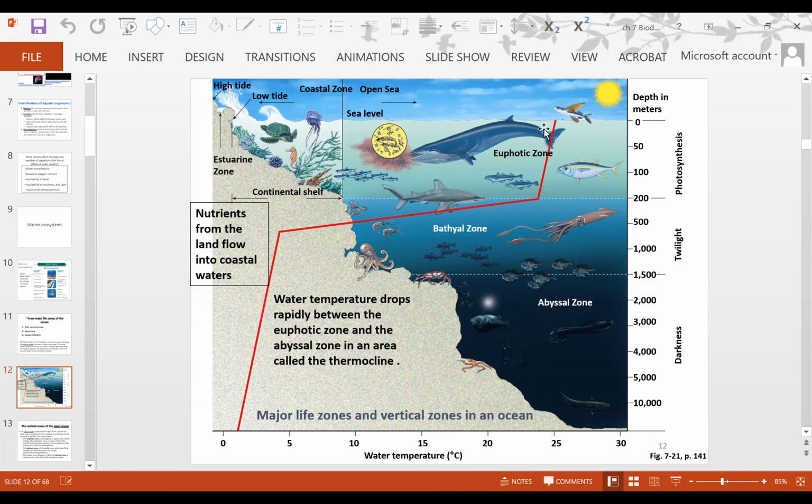And that's where you have your vertical zones based on light. So your euphotic zone is where photosynthesis occurs because you have enough light penetrating down to the bottom of the euphotic zone. In this diagram, it's about 200 meters. So you have photosynthesis with your plankton, and you have other animals that live in this area up here. So it's pretty productive compared to deeper, where you have less sunlight.